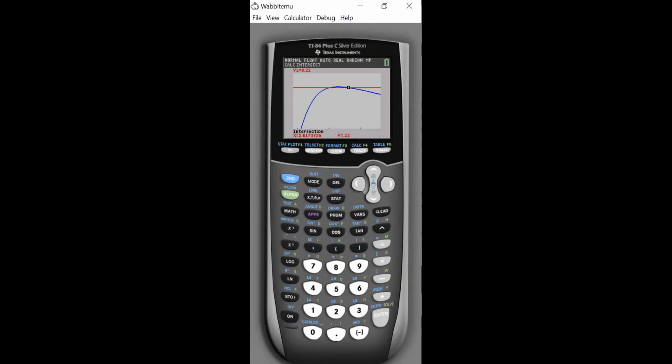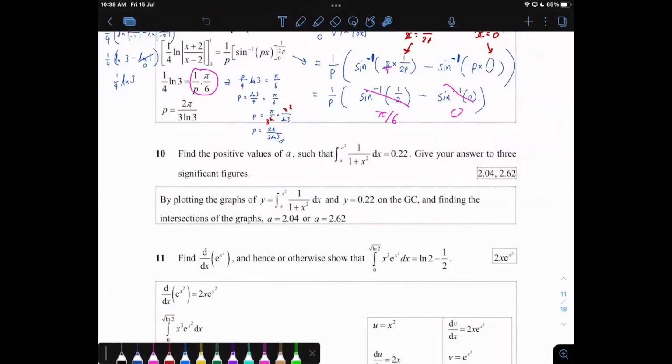Okay, change back to my iPad. Yeah, so here the question is even lazier. The solution is even lazier. They say by plotting the graph of y equals to this. So you don't even need to calculate. You don't even need to check the MF26 to know that 1 over 1 plus x squared integrates to tangent inverse. Then they just replace with x squared and x instead of a squared and a, as well as y equals 0.22 on the GC. Then they get the two solutions rounded off to 3SF. Okay? That's all.